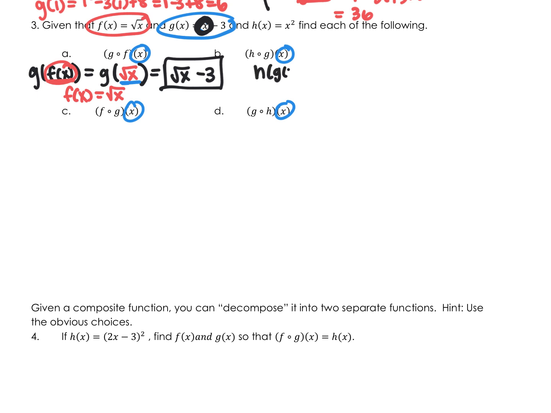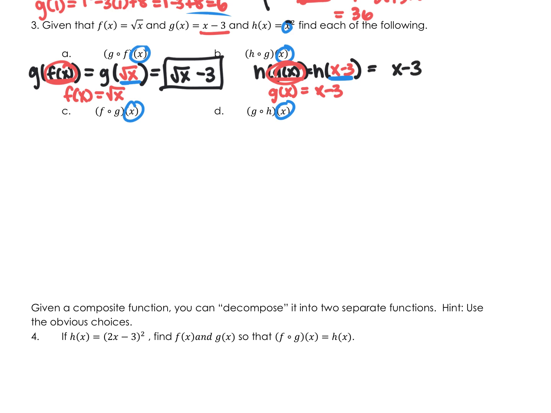For h of g of x, we're going to start by writing what it means. We'll start in the inside. G of x is equal to this guy right here. They tell us what g of x is. It's x minus 3. So now we're going to replace g of x in this part with x minus 3. And now we need to find h of x minus 3. So we're going to go to our h equation, and wherever there's an x, we're going to replace that with x minus 3.